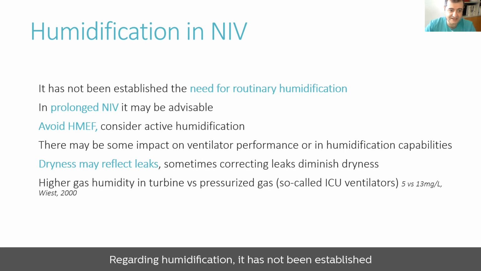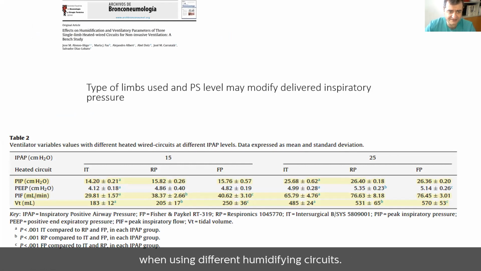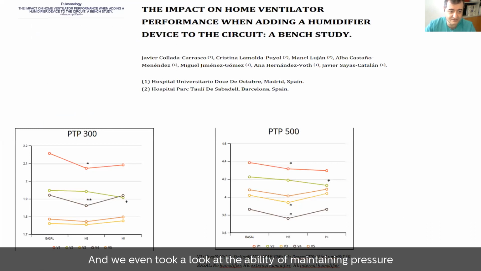Regarding humidification, the need for routine humidification has not been established and is still discussed. In prolonged NIV, it may be advisable to consider active humidification, but it may have some impact on ventilator performance or on humidification capabilities. There are some recent works regarding changes in pressure support level when using different humidifying circuits. And we even took a look at the ability of maintaining pressure when using domiciliary home care humidifiers. Some of the ventilators will decrease the pressure in a significant way when using external humidifier chambers.